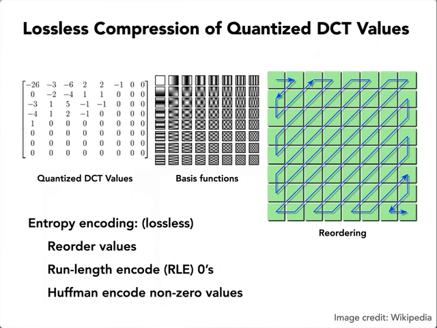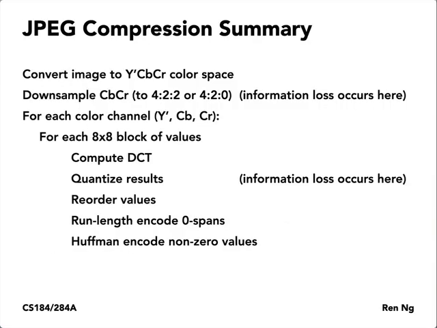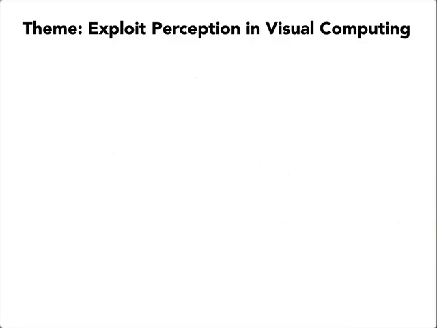These are some of the mechanical details, a little bit further from the theme of this part of the lecture, which is exploiting characteristics of the human visual system, but still important. So: run length encoding of the reordered values, particularly important for the zeros, Huffman encoding, and so on and so forth. Okay, so this is the compression summary.